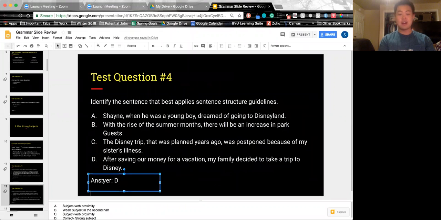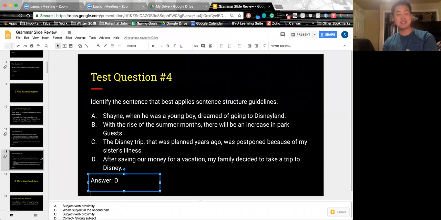So if you remember two things in this section, the subject verb proximity and also not using weak subjects, you should be fine in this section of the test.